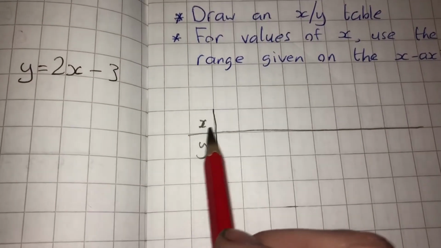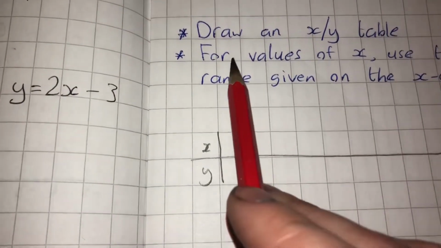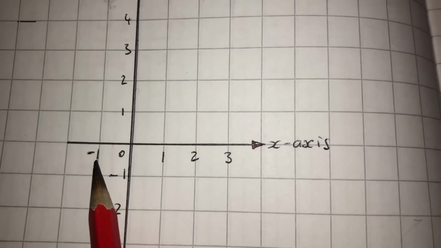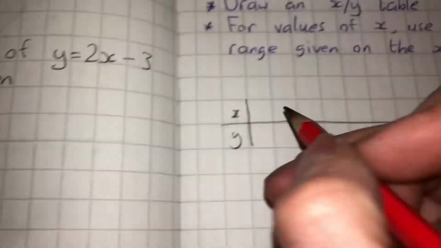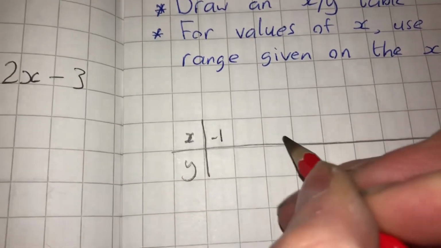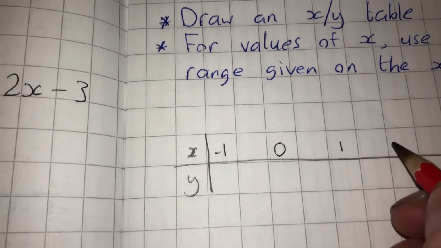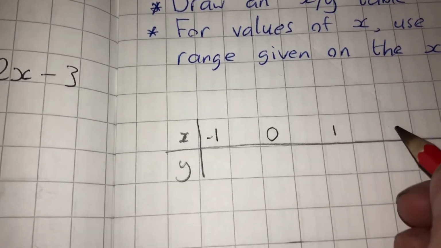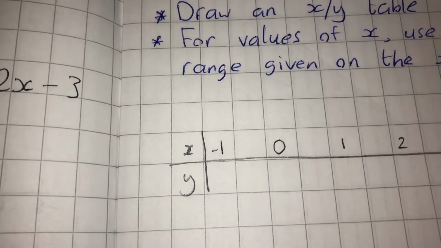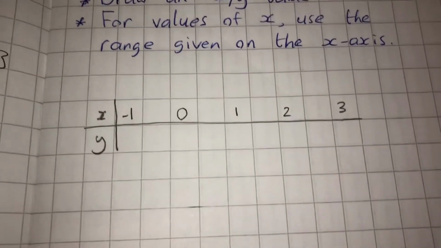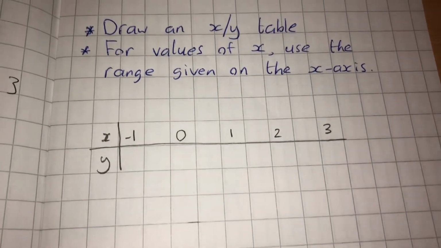What you do is you get your x values from the range given on the x-axis. The range on the x-axis goes from -1 to +3. So they're going to be the values of x that I'm going to use to substitute into the given equation for the straight line. So I'm going to go from -1, 0, 1, 2, and right up to when x is 3.